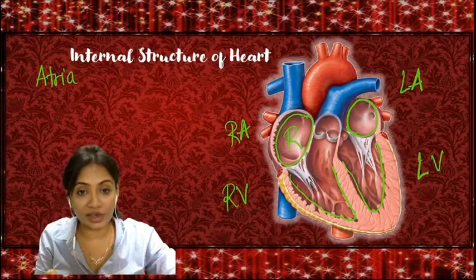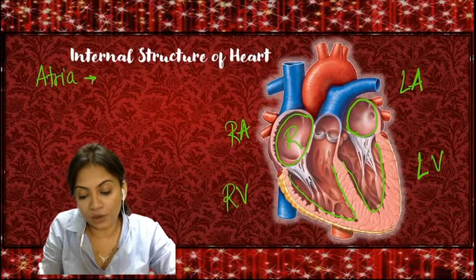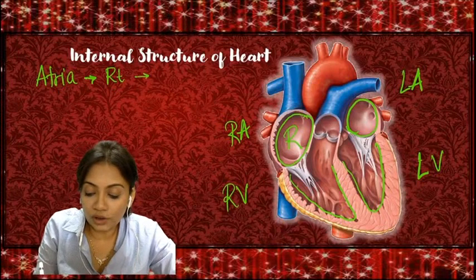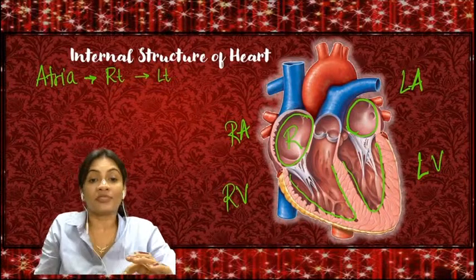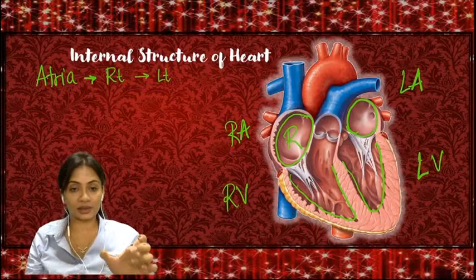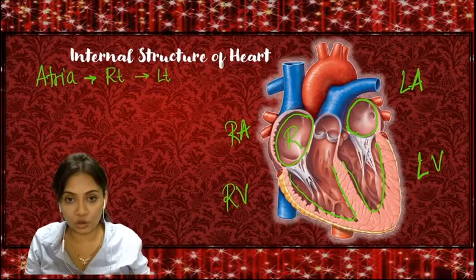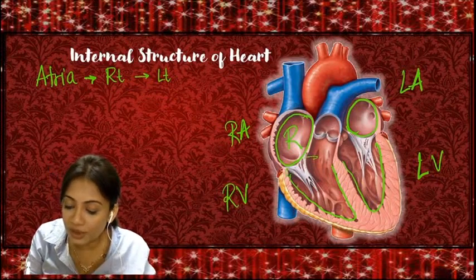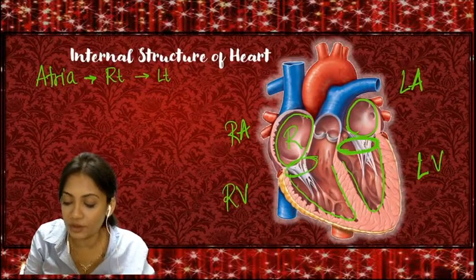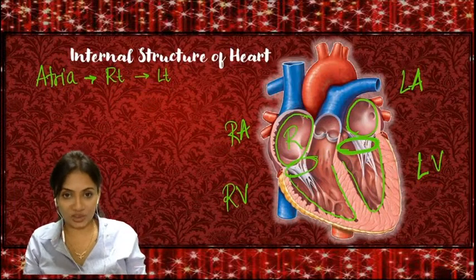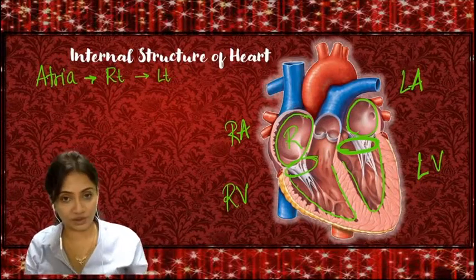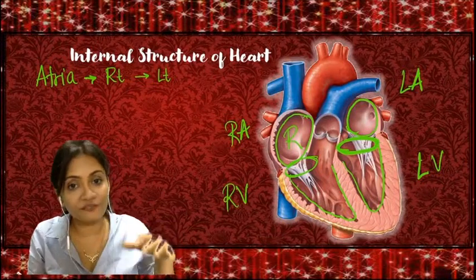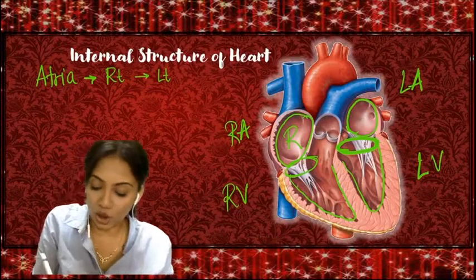And when we're talking about atria, we're going to first study about the right side. Then we will move on towards the left side. After the atria part is over, before heading on towards the ventricles, we will study some structures which are between the atria and the ventricles. That apparatus which is present between atria and ventricles is going to be called the atrioventricular apparatus.